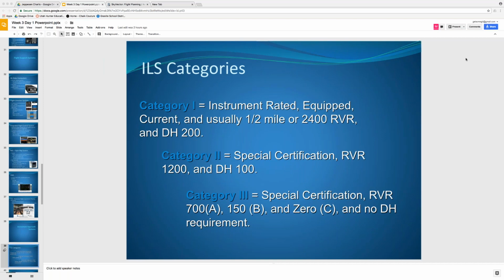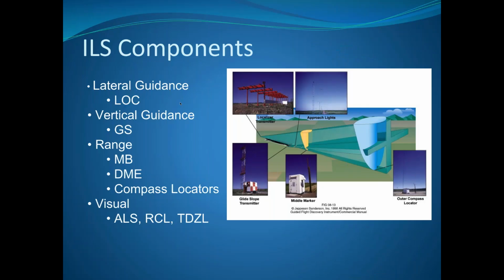All right, so what makes up an ILS? We've got a localizer for lateral guidance, and a glide slope for vertical guidance. So here's your localizer. Sorry, I can't see anything. Yeah, I can't see it. Okay, here we go. Man, I am on a roll tonight. I'm just not seeing this.